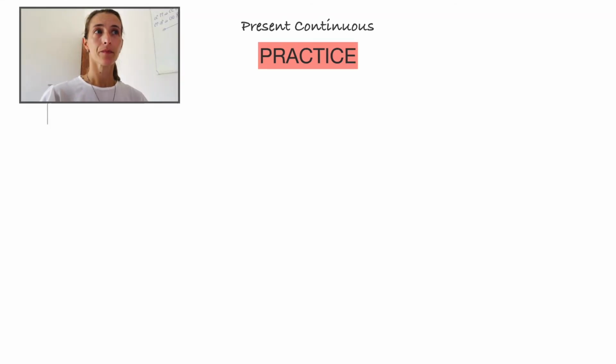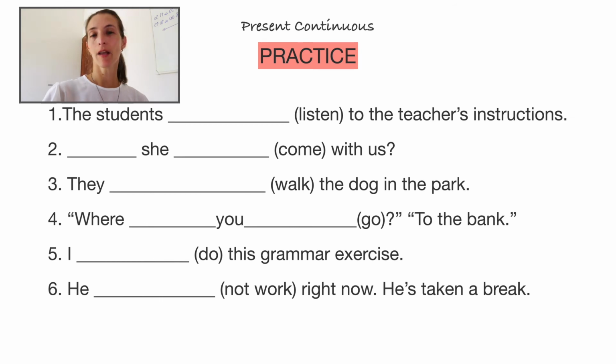Well, let's continue and now we are going to practice. Vamos a ver una ejercitación y vamos a ir completando para repasar as a roundup. Okay, so in the first sentence we have the students to the teacher's instructions. Acá tenemos que decir, los alumnos están escuchando las instrucciones del profesor o la profesora. So, if you have the students, right, estamos hablando de ellos. Entonces, vamos a necesitar are. The students are. Y listen, como es el verbo principal, va a agregar ing. So the students are listening to the teacher's instructions.